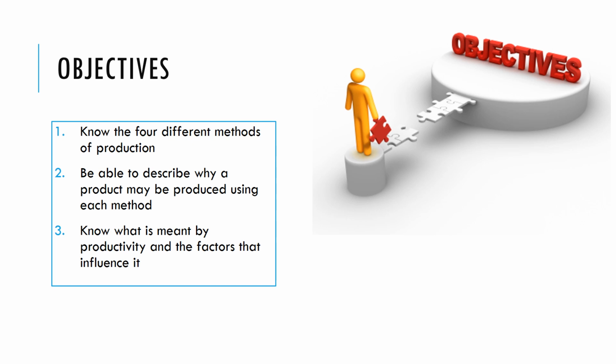Our objectives are to look at 4 different ways in which a business might produce its products, be able to describe why a product may be produced using each one of those ways, some of the advantages and disadvantages, and then move on to looking at what is meant by productivity and what might influence the level of productivity in a business.